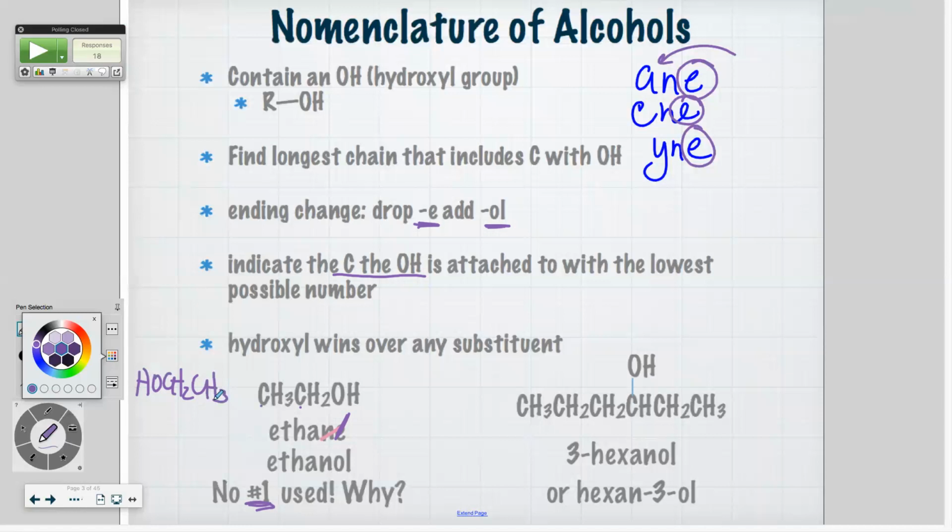Now look at this one. You'll notice that we're going to name it 3-hexanol. We're going to start counting at the right side. 1, 2, 3, 4, 5, 6. Why don't we count from the left side? It would be a 4. You want it to have the lowest number. Now, just like with the double bonds and the triple bonds, you can put the number inside the base name. So you will see things both ways.